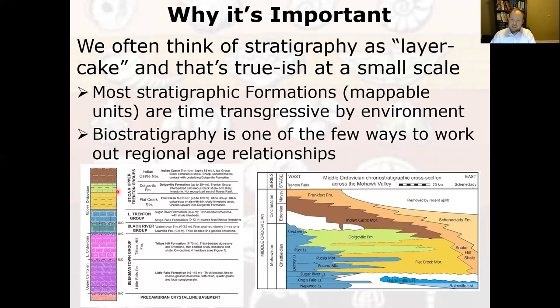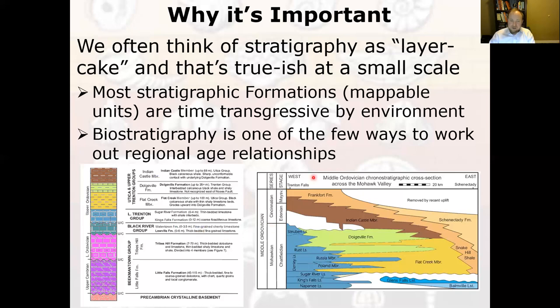So if I look only at this layer cake stratigraphy, I say that there's the basement, that's the oldest, that's gonna hold up pretty much everywhere. Then on top is Little Falls, then the Tribes Hill, then the Black River, then the Trenton, and then the Utica's on top of that. That holds true for a very local place. If I walk up a river, that's the order that I'm going to see it. But if you zoom out to a regional perspective, it starts getting a little bit more complicated than that.